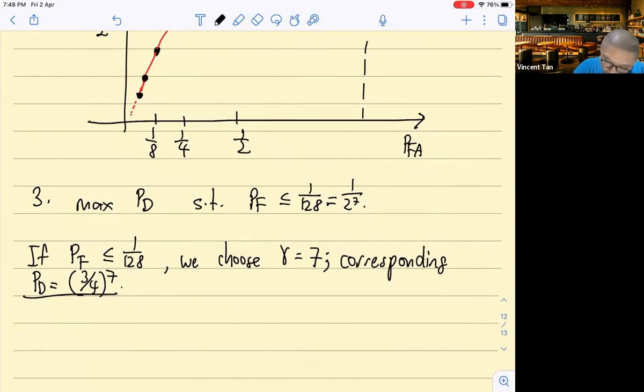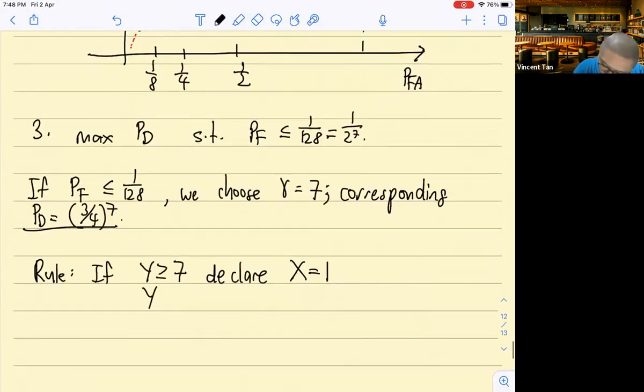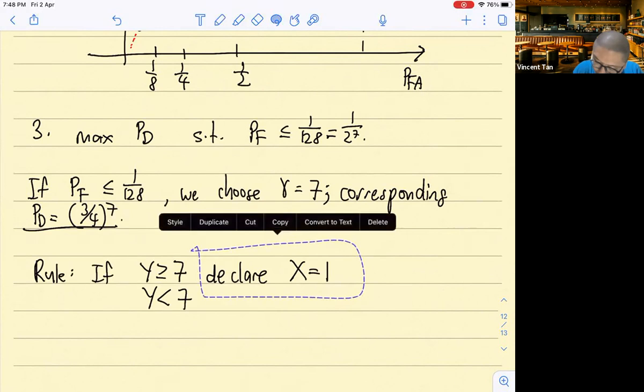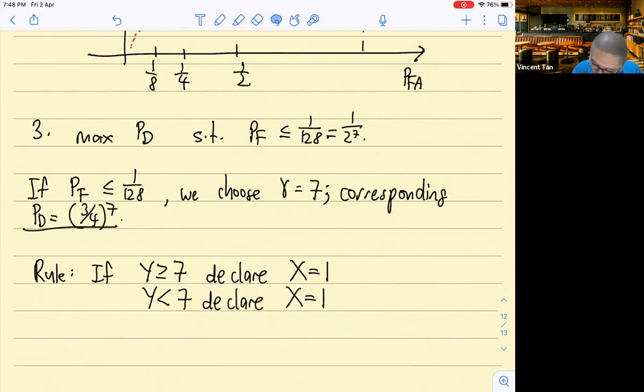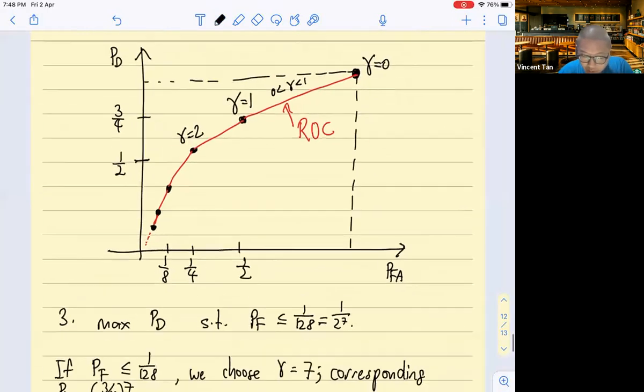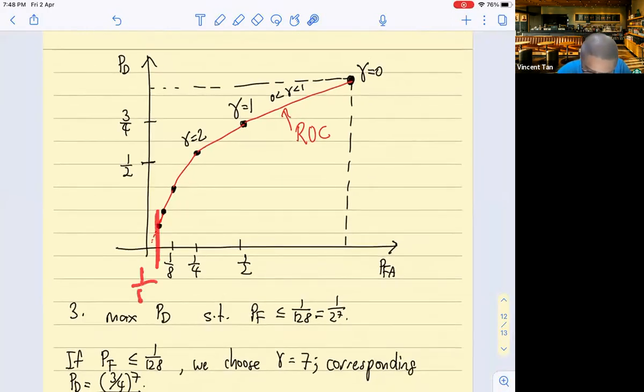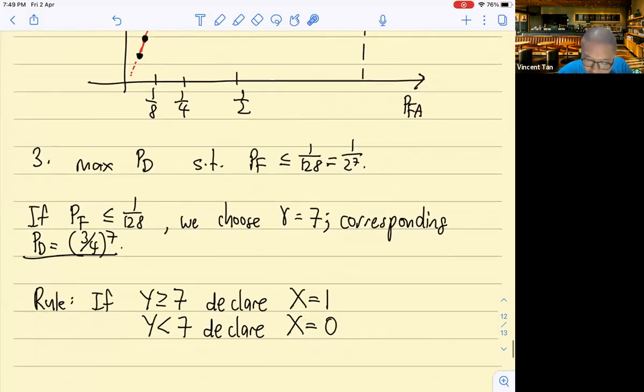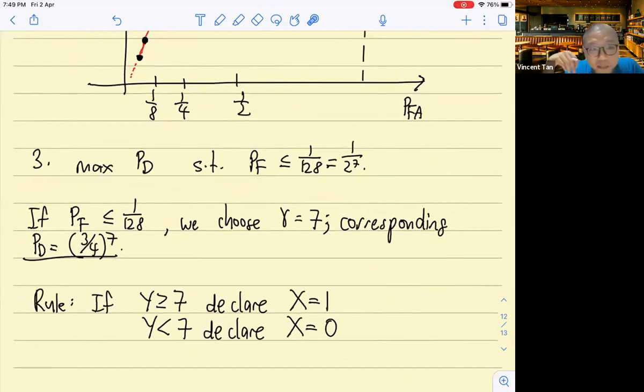Okay, so the rule is as follows. If y is bigger than or equal to 7, declare x equals 1. Conversely, if y is less than 7, that means 6 and below, then we will declare x is equal to 0. Okay, so for this particular problem, we basically just read off the ROC. Look at the ROC, where is 1/128, and we read off here. That will be the best probability of detection. Okay, so that is hopefully a simple problem.